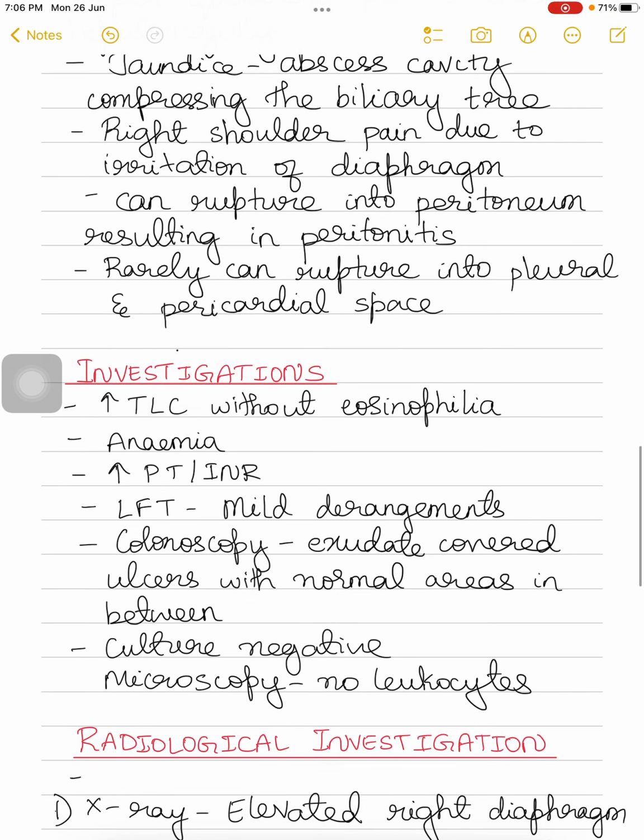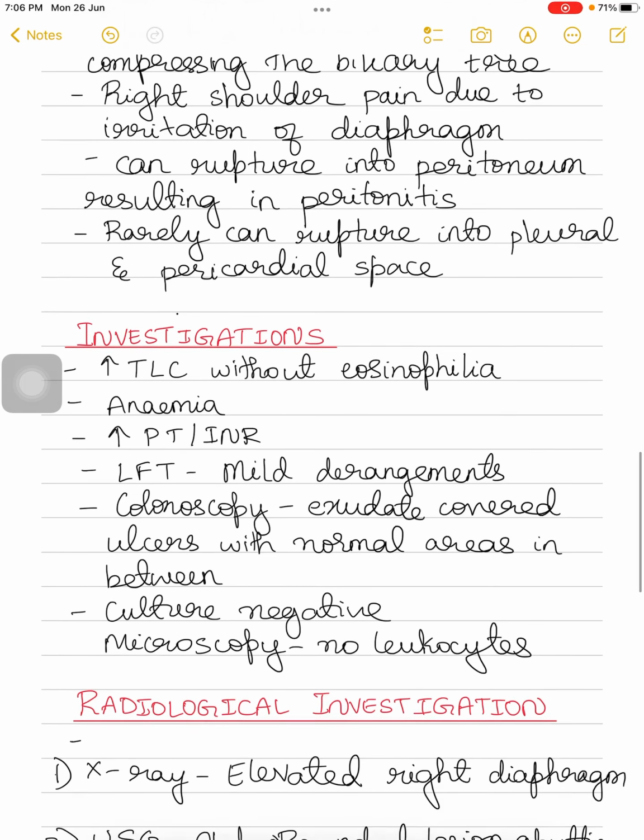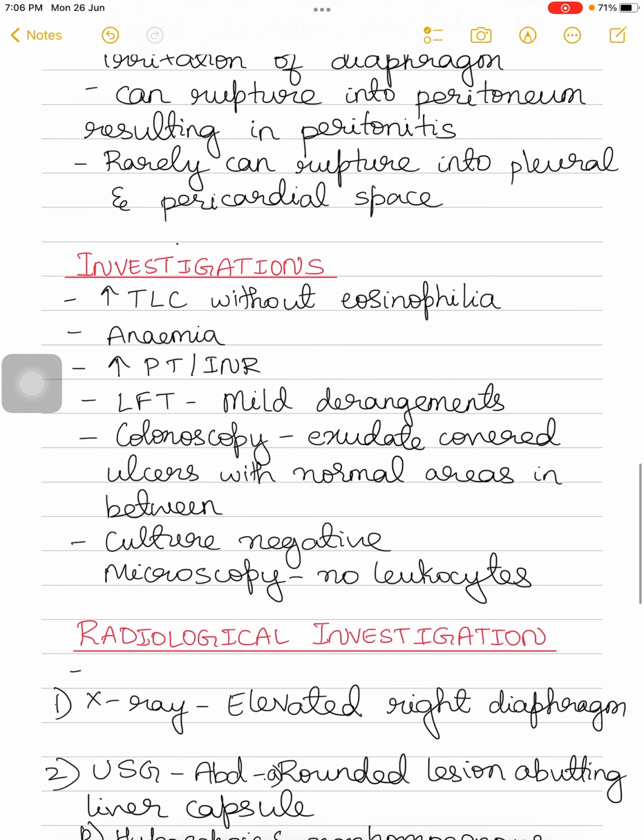Investigations: there is increased total leukocyte count without eosinophilia, unlike any protozoal infection. There is anemia, increased PT/INR, and LFT shows mild derangements. Colonoscopy shows exudate covered ulcers with normal areas in between, mainly affecting the cecum and the ascending colon.